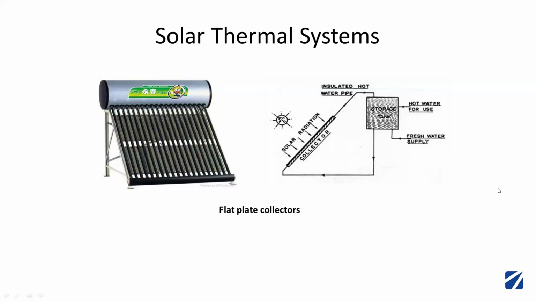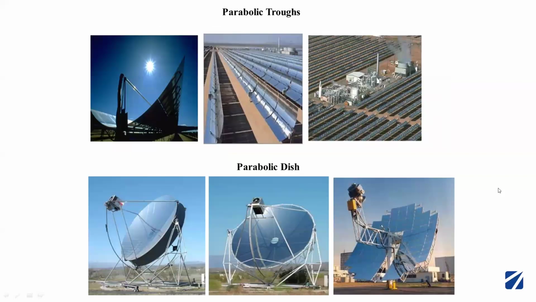They absorb the heat, and there are pipes here. The water is heated, and then the water is stored in the storage tank. This is very much used these days. We can see them on roofs for domestic purposes only. Water gets heated up and is supplied for domestic purposes. And then there are parabolic trough collectors.